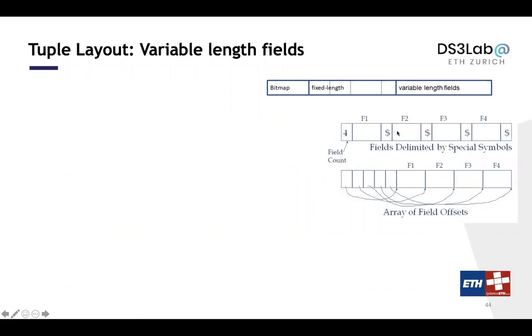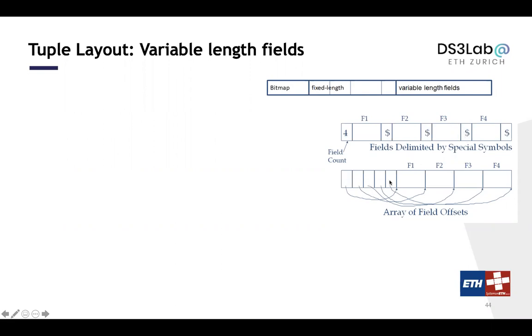Whenever you are dealing with a variable length field, there are multiple ways to do it. You could store how many variable length fields you have, here I have four, then store the information, with a special symbol to identify the end of that field. Then I store the second field, the third one, and so on and so forth.